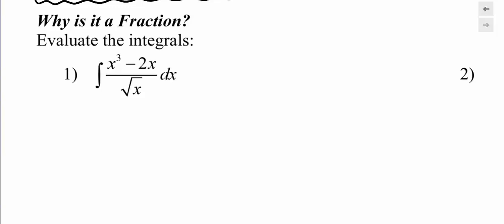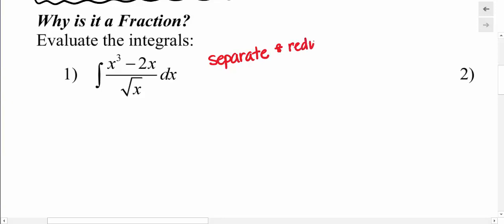So in question 1, I can see that this is not necessarily a u-substitution problem. This is a separate and reduce. And so we have been calling it that. You might call it something different, but we're going to say separate and reduce. You can also look at this as x to the 1/2 and maybe bring it up to the numerator as x to the negative 1/2.